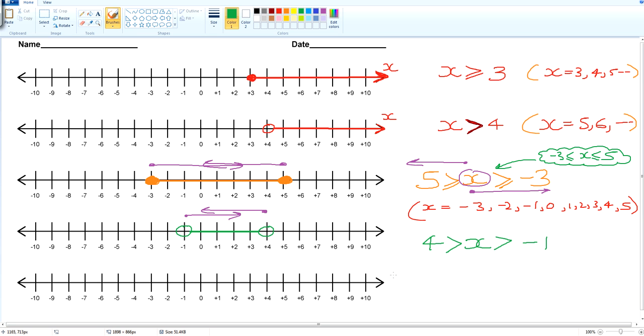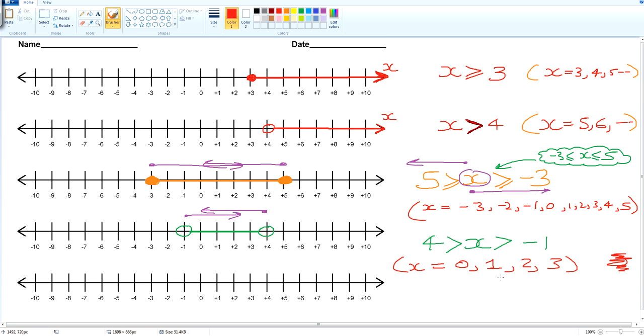And that is our inequality. Now, if we were asked what is the solution set, the solution set would be everything in between those numbers, but not including those numbers. So we can say x is equal to, if -1 is not included, the next one is 0, 1, 2, 3, but not including 4. Okay, are we happy with that?